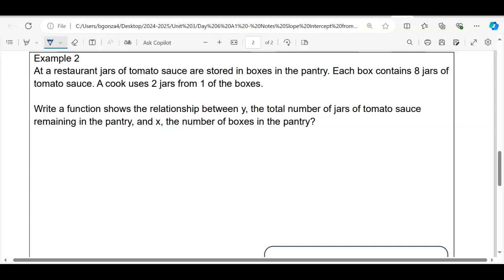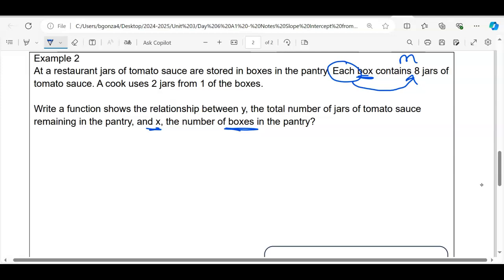Everybody, per can also be each or every. So each, circle it. That is a changing word. Each contains what? 8. Okay? So that means my boxes, which by the way, boxes is X, that's my M, because each is a changing word. Changing is a rate. Rate of change is slope. Slope is M.